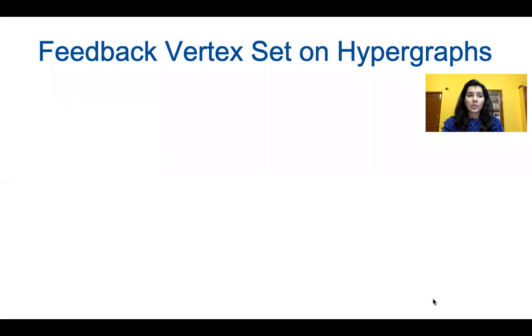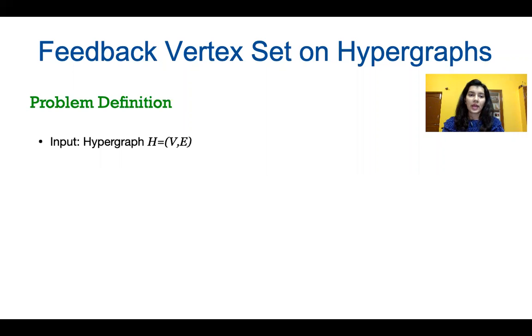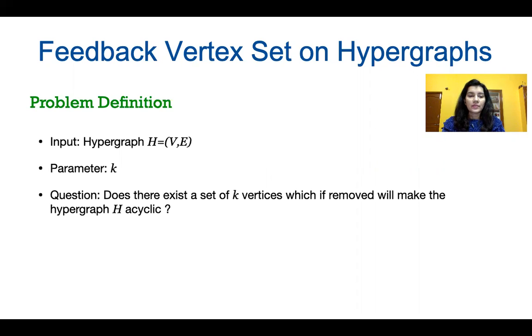So the problem is feedback vertex set on hypergraphs. The formal problem definition goes like this. We have an input, which is a hypergraph, a parameter k, and the question whether there exists a set of k vertices whose removal makes the hypergraph edge acyclic.